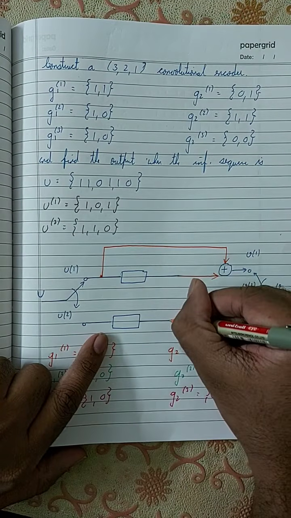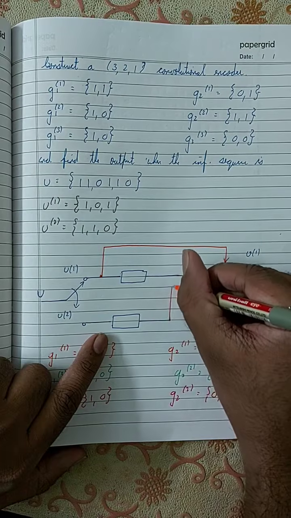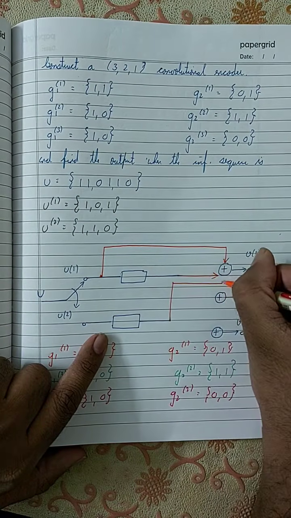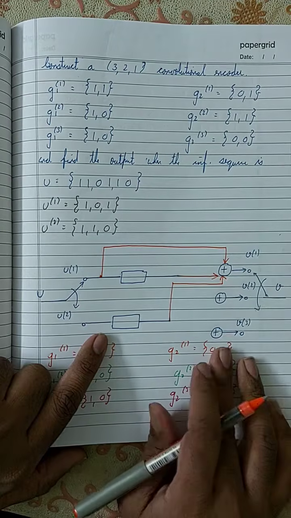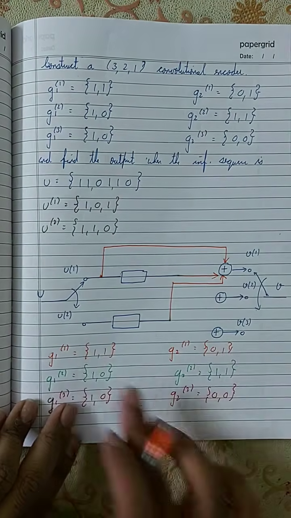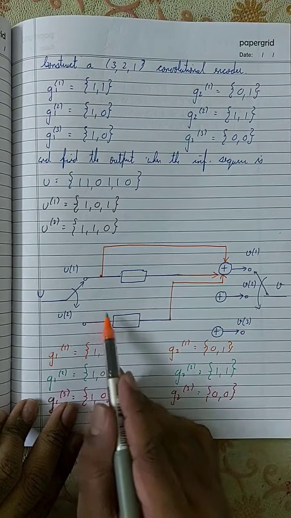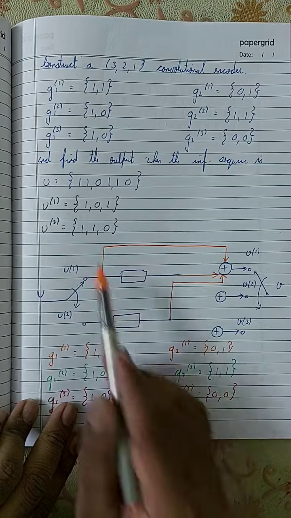So I will just connect it like this, right? Okay, so this is 1 1. This is 0 1. 0 1 means no connection here. 0 1. 1 1 0 1.